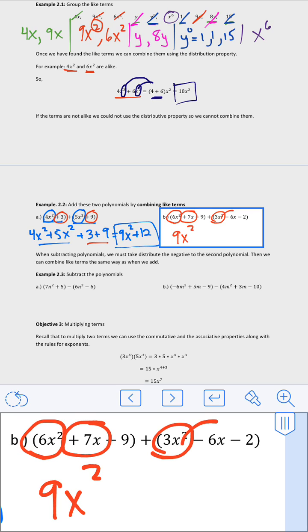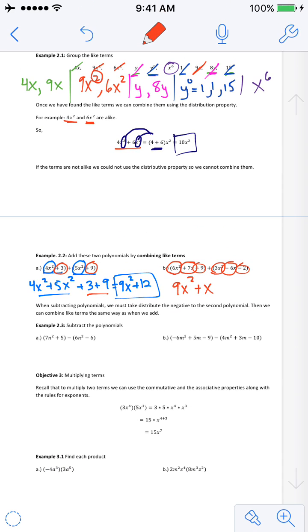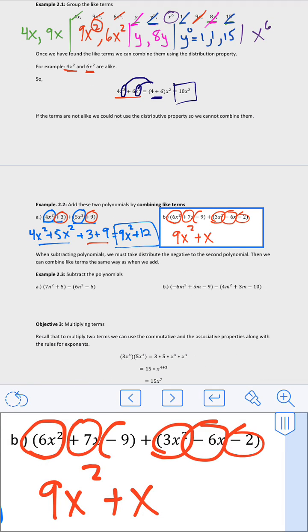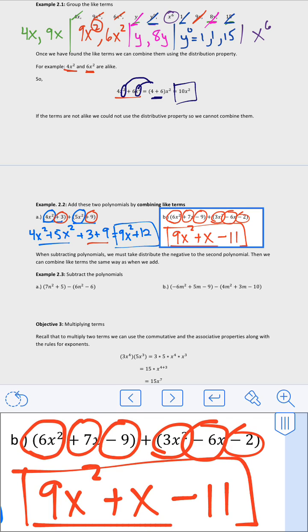The x's I can combine. I have to be careful. 7x plus -6x is going to be the same thing as 7 minus 6x, right? So plus 1x. And then the constants, I have... I can't honestly tell whether that was a positive or negative 9. You guys probably can, but hold on. It was a negative 9. Okay, so in the constants, we have negative 9 plus negative 2, which is negative 11. So you should have also gotten 9x squared plus x minus 11. When we have three terms like this, it's called a trinomial. So you should have gotten the trinomial 9x squared plus x minus 11.